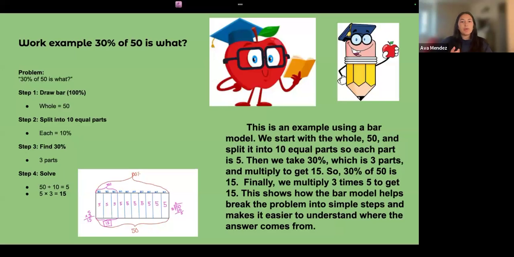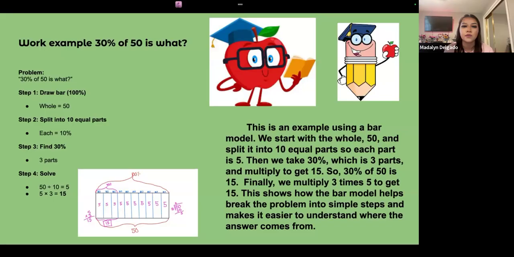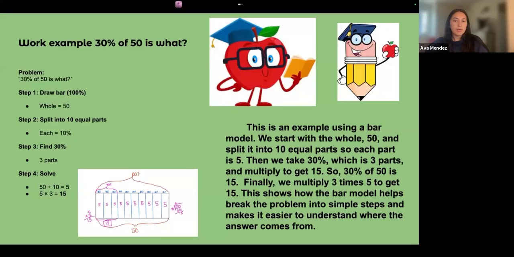And then work example: 30% of 50 is what? So we have a few examples. And then this is an example using a bar model. We start with the whole 50 and split it into 10 equal parts so each part is 5. Then we take 30%, which is 3 parts, and multiply it to get 15. So 30% of 50 is 15. Finally, we multiply 3 times 5 to get 15.